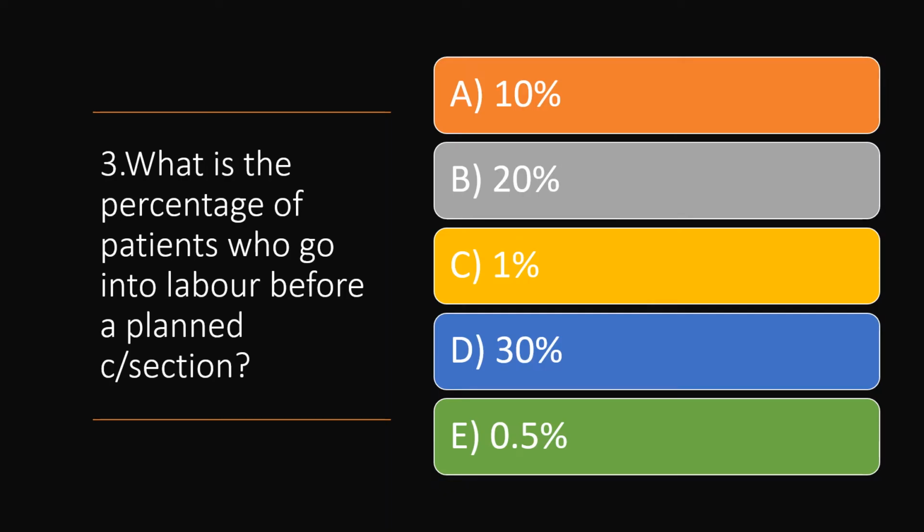Question number 3. What is the percentage of patients who go into labor before a planned cesarean section? Is it A, 10%? Is it B, 20%? Is it C, 1%? Is it D, 30%? Is it E, 0.5%? And the answer is A, 10%.